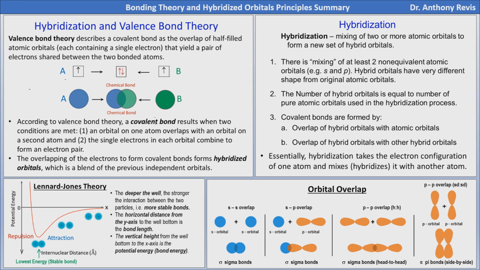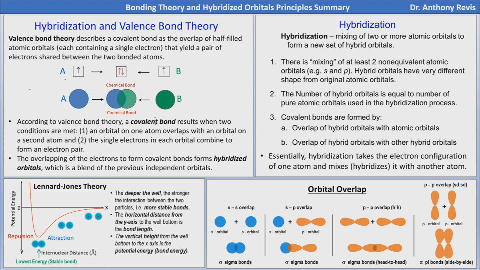1. An orbital on one atom overlaps with an orbital on a second atom. And 2. The single electrons in each orbital combine to form an electron pair. The overlapping of electrons to form covalent bonds forms hybridized orbitals, which is a blend of the previous independent orbitals.